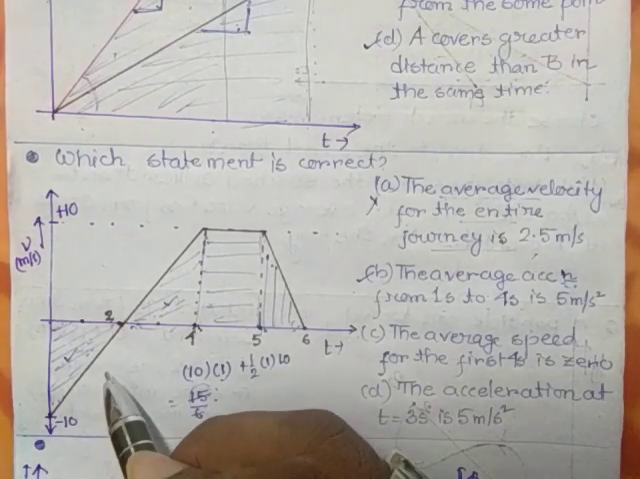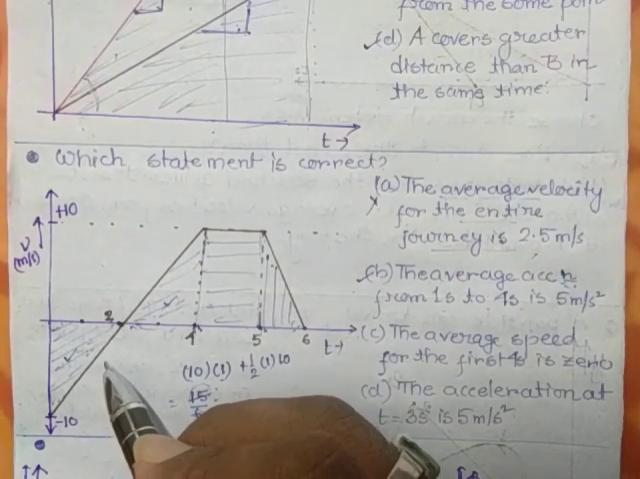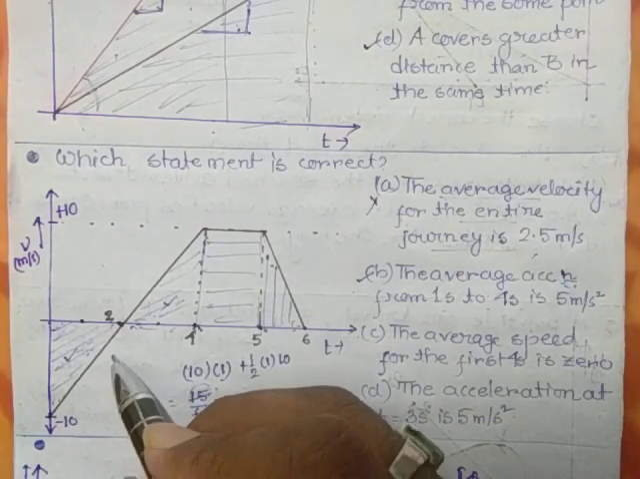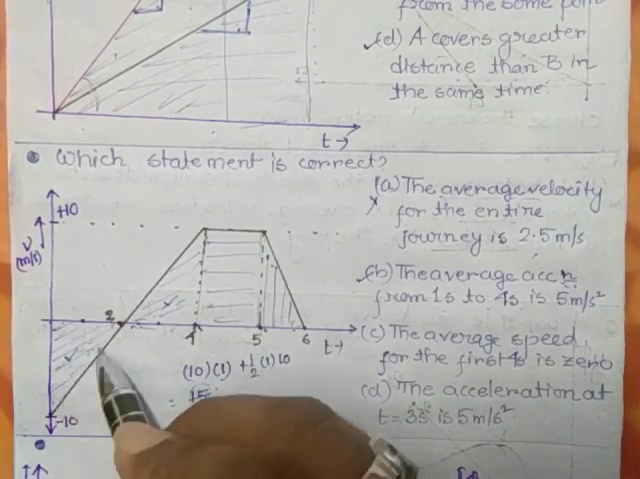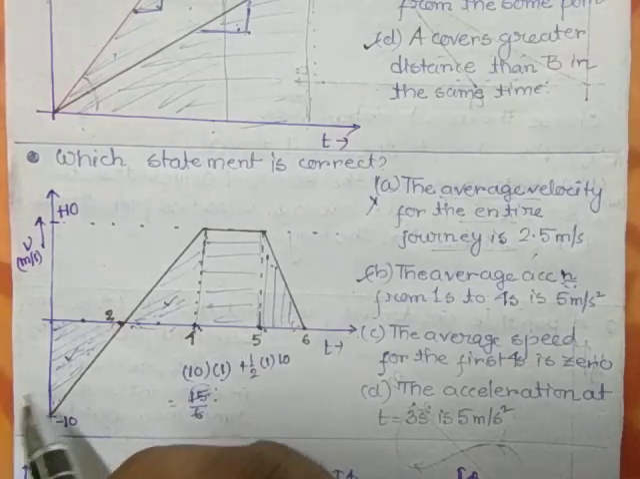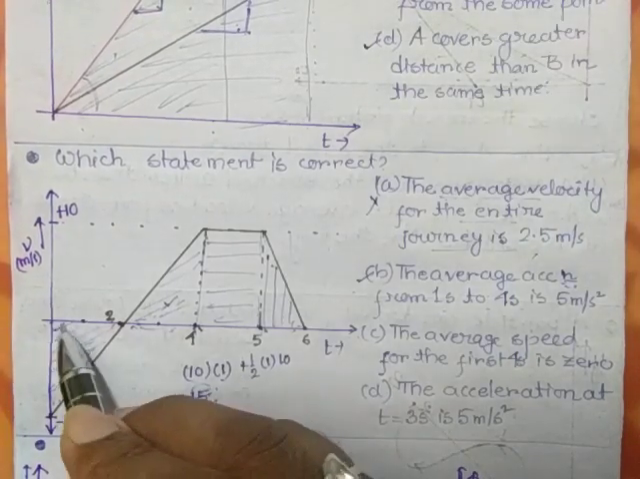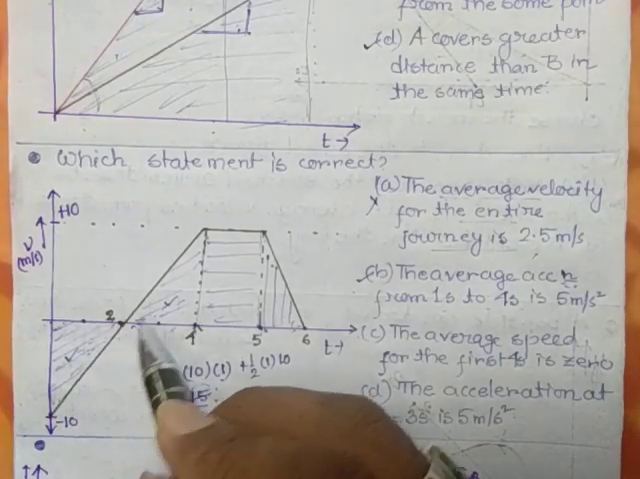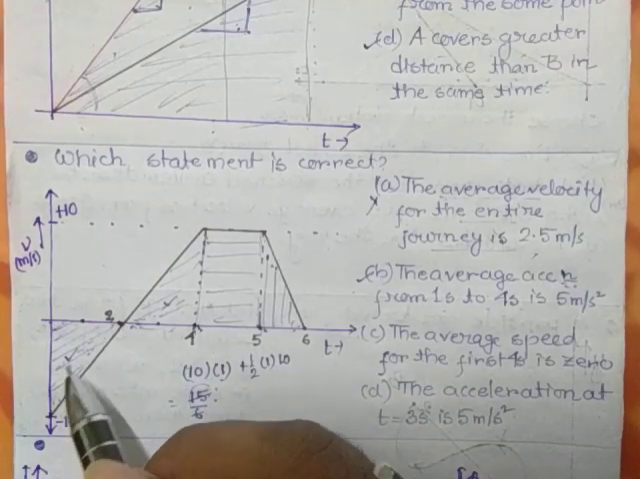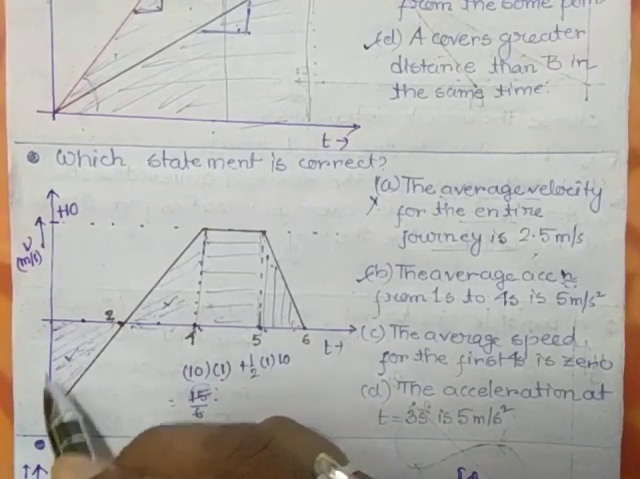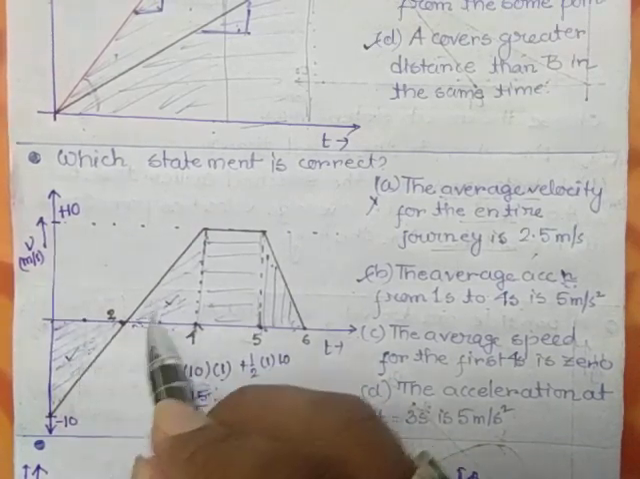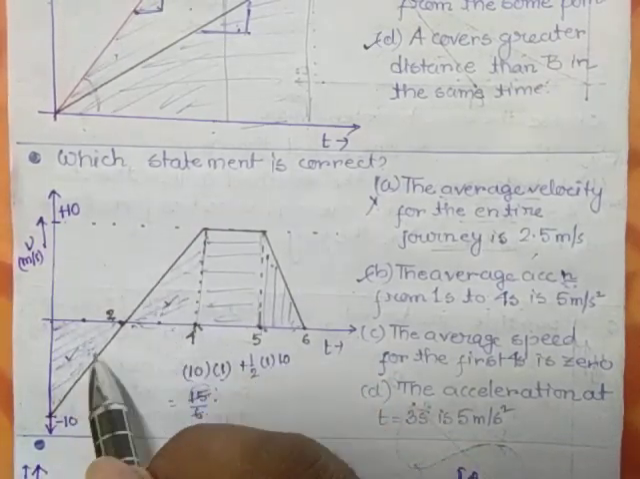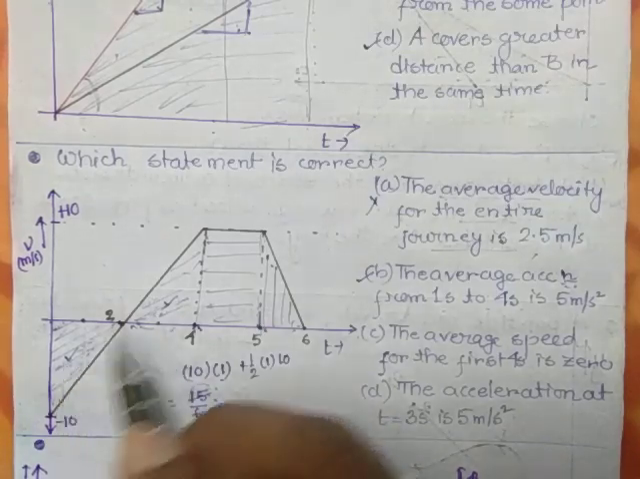The distance is not 0, because the displacement can be negative. Here, if I calculate the area, it is negative in case of displacement. The area's value has to be considered in case of calculating the distance. So this area and this area cannot cancel out each other. They are symmetric. They cancel out each other if I am calculating displacement.